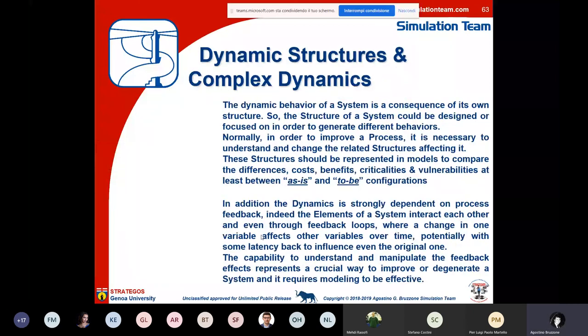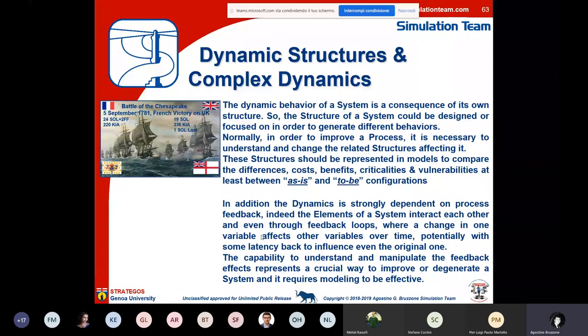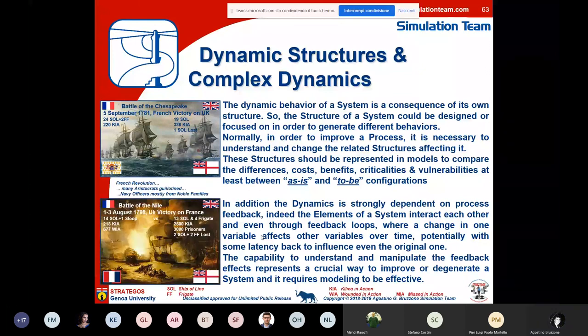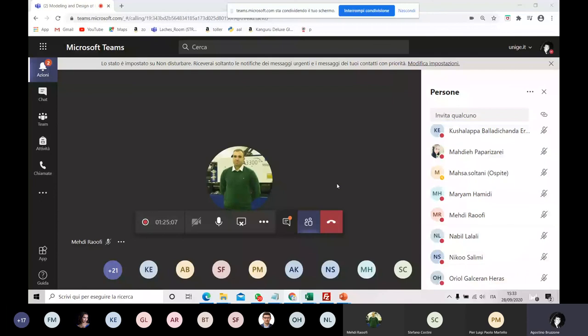One important aspect of complex systems is that they are dynamic. So it means that it is very important to understand what the current situation is and that this could change. I give you an example. Maybe many of you know about the Battle of Trafalgar.